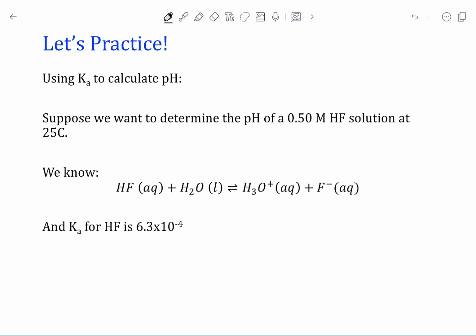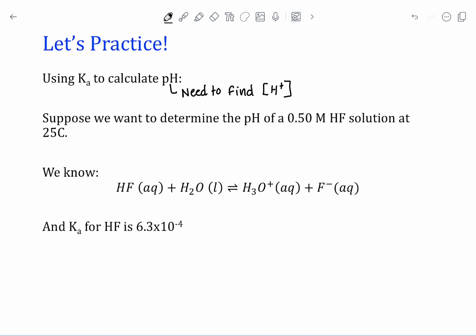So the first type of practice problem we are going to do is using our Ka value to calculate pH. If we want to calculate pH, then we need to find the H plus concentration. So, suppose we want to determine the pH of a 0.5 molar HF, hydrofluoric acid, solution at 25 degrees Celsius. Now, hydrofluoric acid is not one of our strong acids. It's one of the only halogens that is not a strong acid, so just remember that one. It is the outlier there.